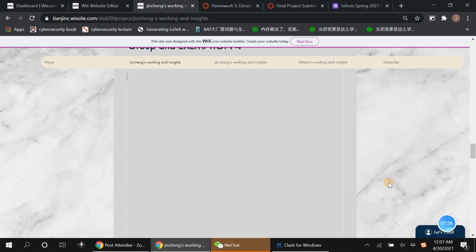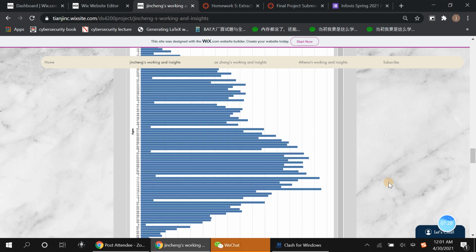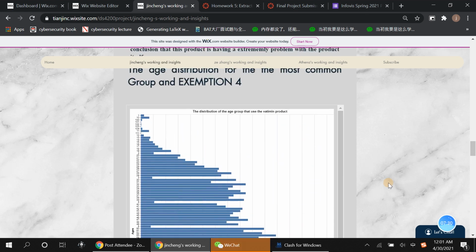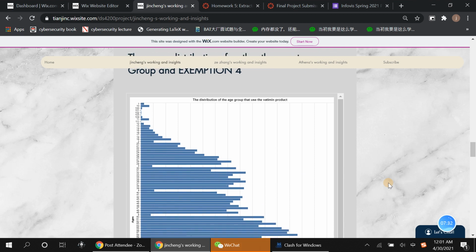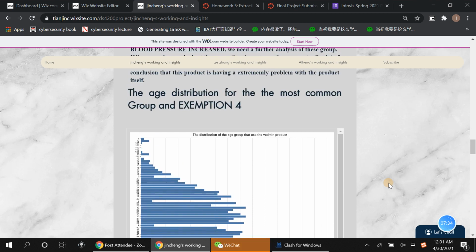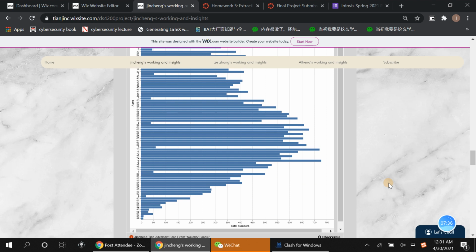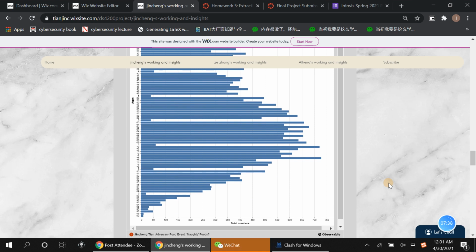And then there's another important part: the age distribution of the most common group and the exemption 4. We found that the age group that uses the vitamin products and the exemption 4 is normally distributed around the range of the 50s to the 70s. So it pretty much proves our example insights.